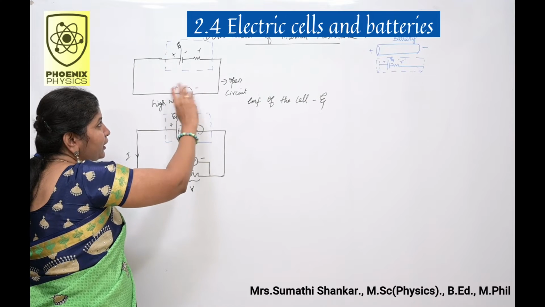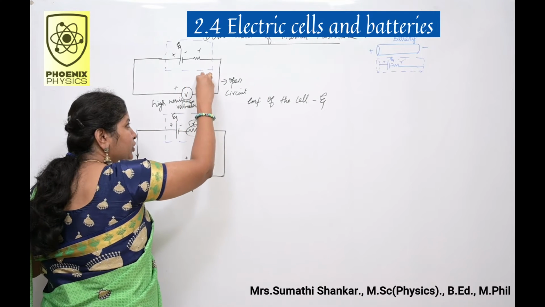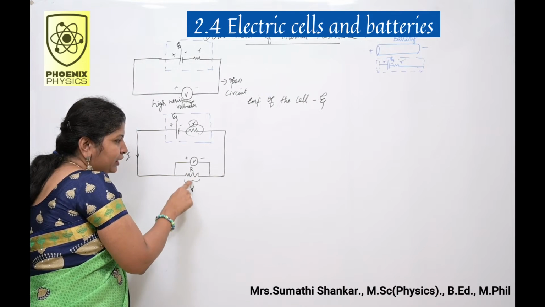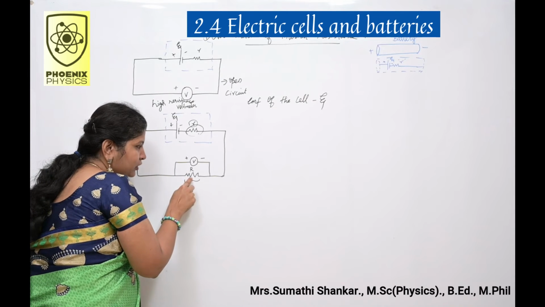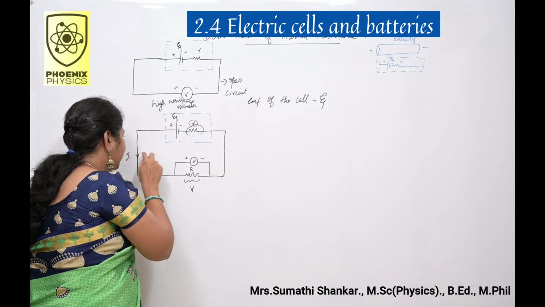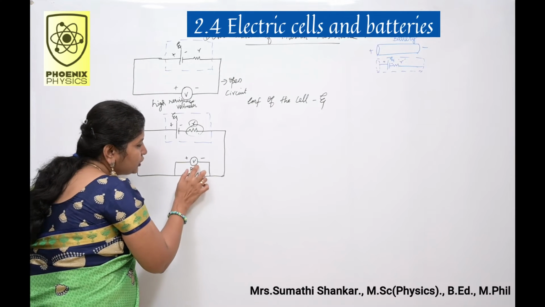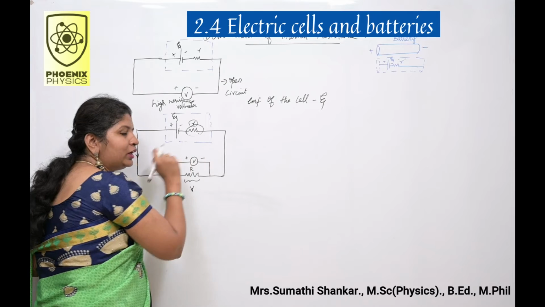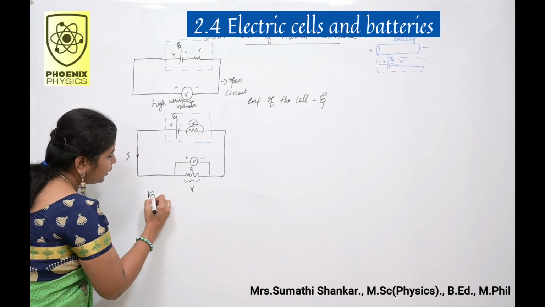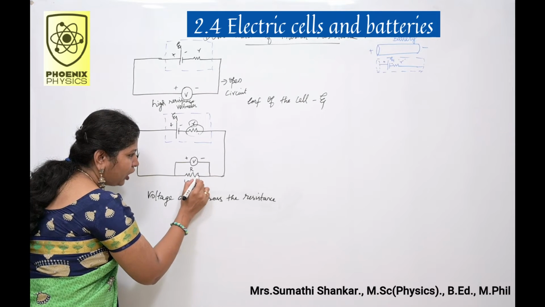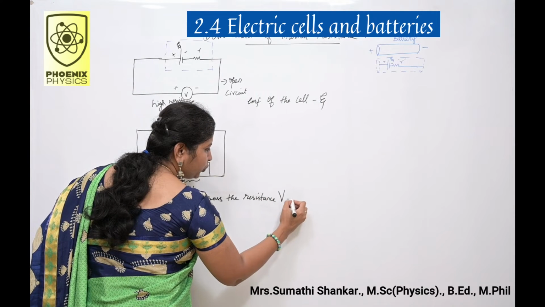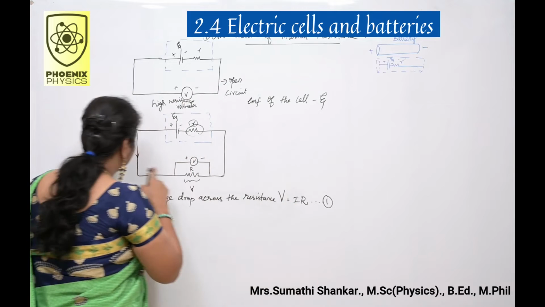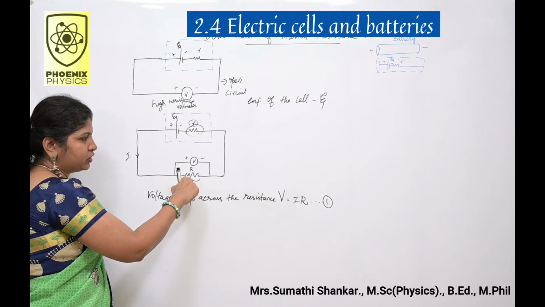Here I didn't connect any external load, so this circuit is considered an open circuit. In this diagram, I connected one external resistance, capital R. So current I flows through the circuit. This voltmeter gives the value of the potential difference across the terminals of the battery. So the voltage drop across the resistance R is capital V, which is equal to I into R. Consider this as my equation 1. Here I is current, R is the known resistance.